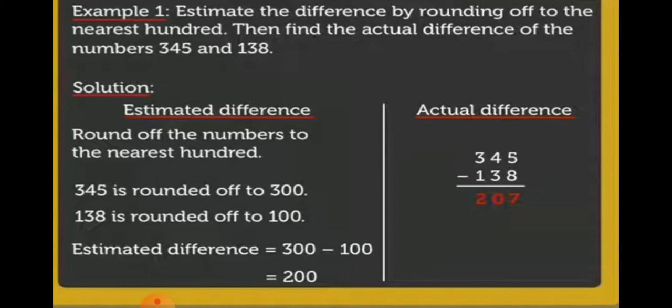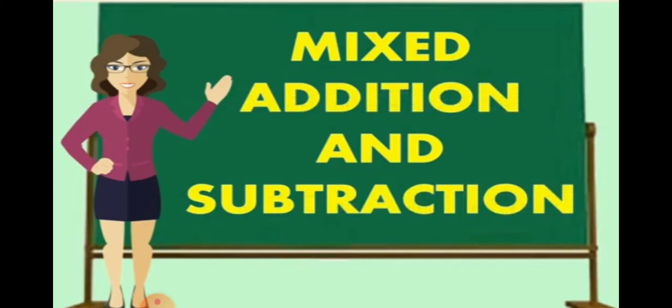As you all know, to find the actual difference, you will find the actual difference between the numbers that were given in the question, that is 345 minus 138, and you will get 207 as your answer.